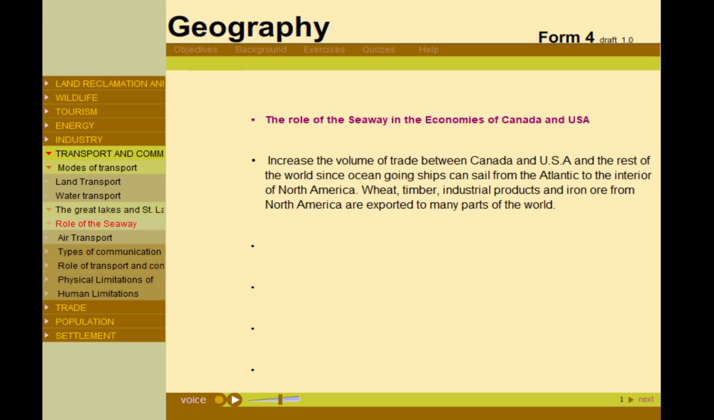The role of the seaway in the economies of Canada and USA. Increase in the volume of trade between Canada and USA and the rest of the world, since ocean-going ships can sail from the Atlantic to the interiors of North America. Wheat, timber, industrial products and iron ore from North America are exported to many parts of the world.